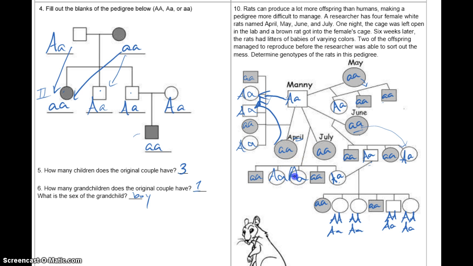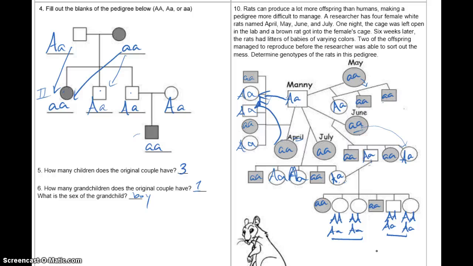And so from that, we were able to figure out almost everybody's genotype in this one very confusing looking pedigree. The only individuals we couldn't figure out were these, because they were the offspring of two heterozygous but dominant phenotyped individuals. So there are two options for them. And without more information about their offspring, we can't tell which genotype they actually have. They could be heterozygous, or they could be homozygous dominant.